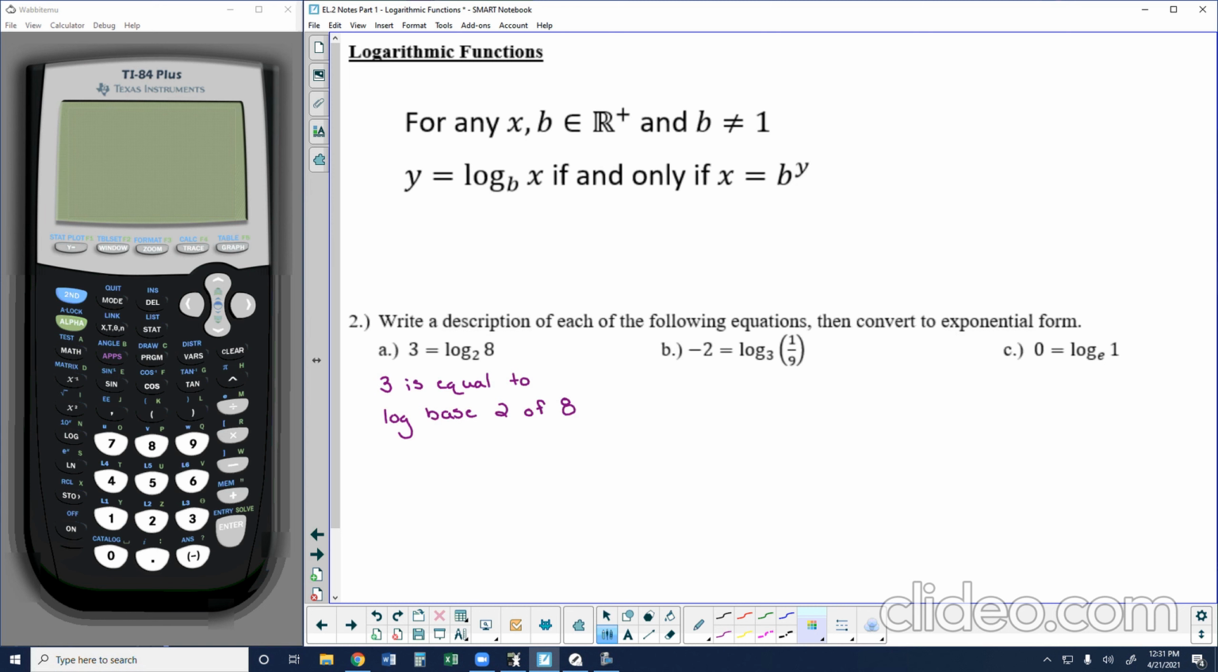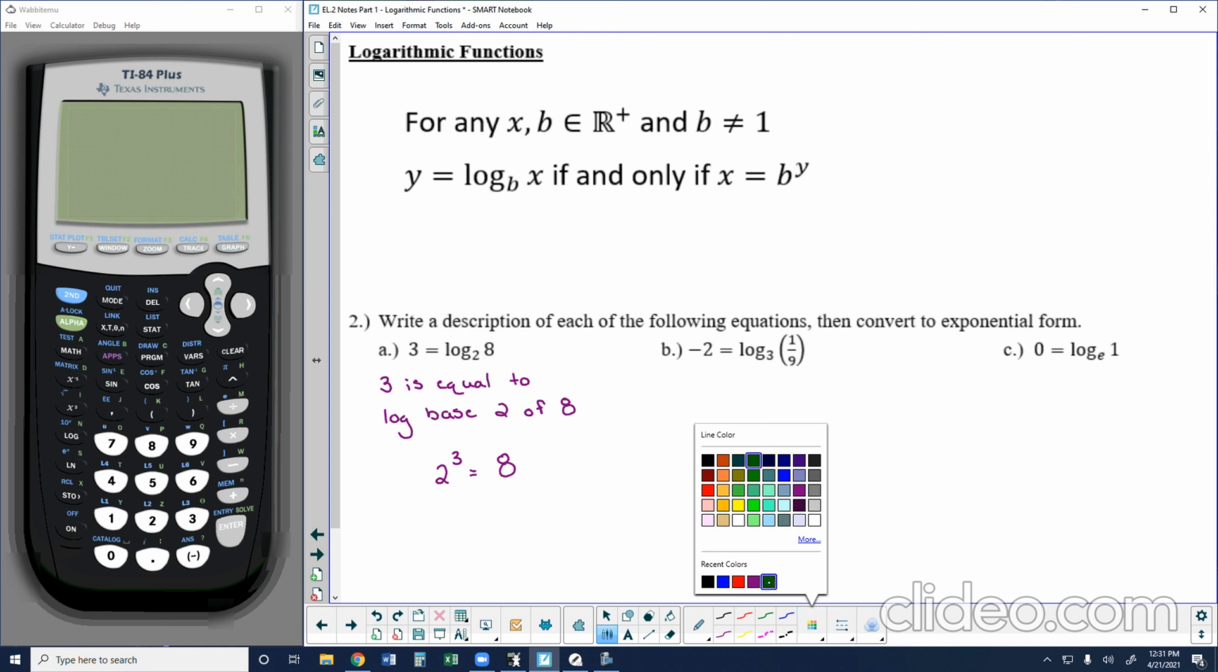Well, how do we convert that to exponential form? Our base is 2. What was the output now becomes the input for an exponential expression, 2 to the third power. What was the input of the logarithm now becomes the output of the exponential function. So 2 to the third power is equal to 8. And we know this to be true. We know 2 to the third is 8. Let's take a look at another example.